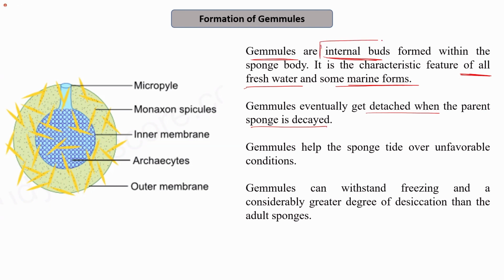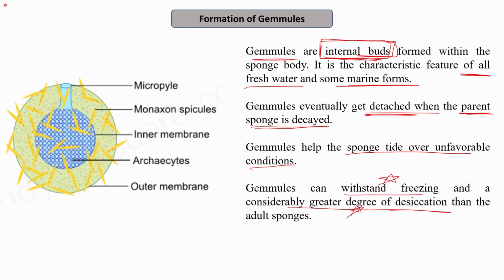So there is a difference between budding and gemmule formation. These are the internal buds which are formed inside the sponge body. And eventually when the parental sponge decays, these are exposed and gemmules get detached from the parental body. It helps the sponge tide over unfavorable conditions. It can withstand freezing and a considerably great degree of desiccation. So basically, it has the power to bear unfavorable conditions as compared to the adult sponges.